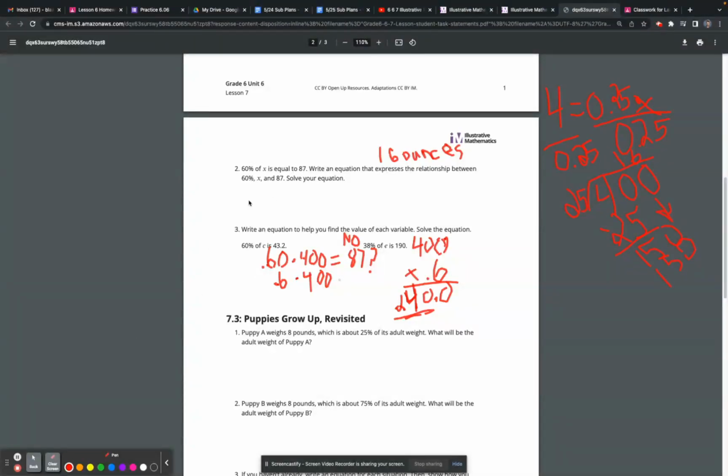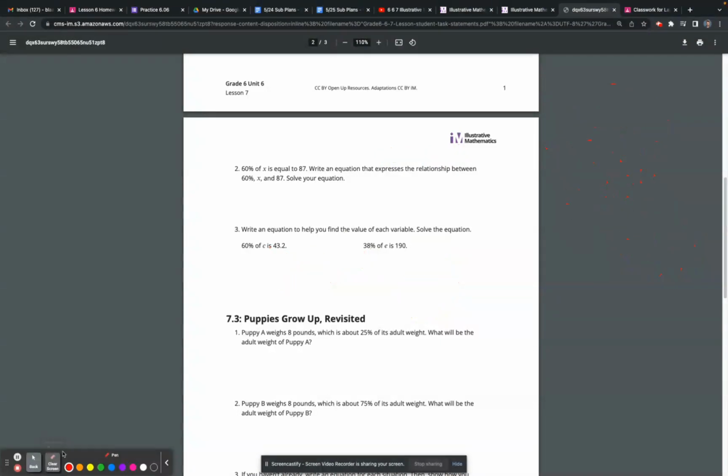This one says 60% of x is equal to 87. Write an equation that expresses the relationship between 60%, x, and 87. So this is where we have to take this right here and translate it into an equation.